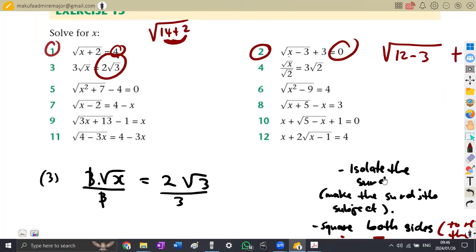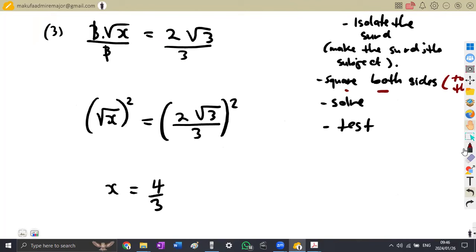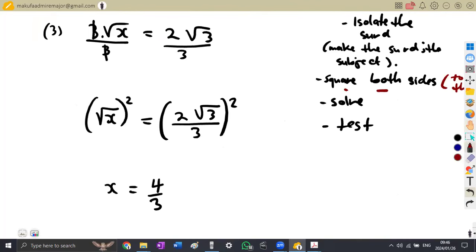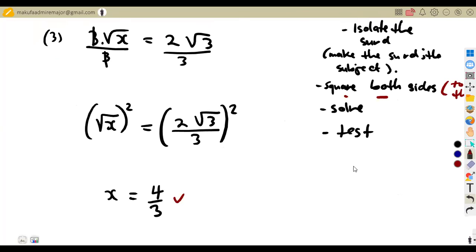So it means truly our x is what? Our x is 4 over 3. This is the exact solution. But if we check the previous one, when we substituted that value, it was not matching what we were supposed to obtain. So that was not a solution.